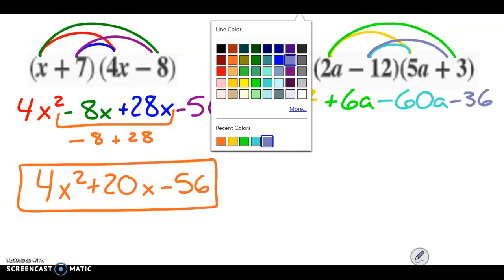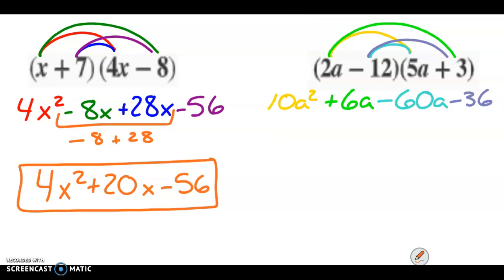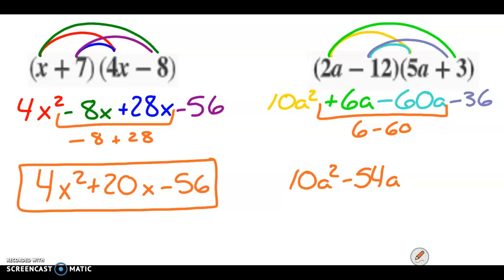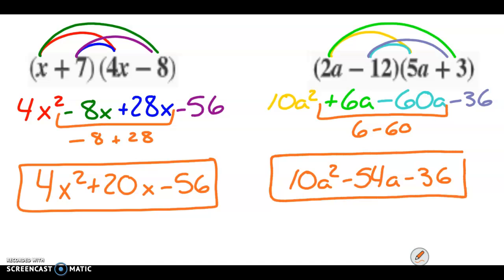Okay? Again, you go ahead and you combine all of your like terms, which is just going to be those middle terms here. Okay? So 10a squared is coming down. That's not harmed. 6 minus 60 is going to be -54. So we have -54a. And then minus 36 at the end, that was untouched as well. And that would be your final answer. Okay?